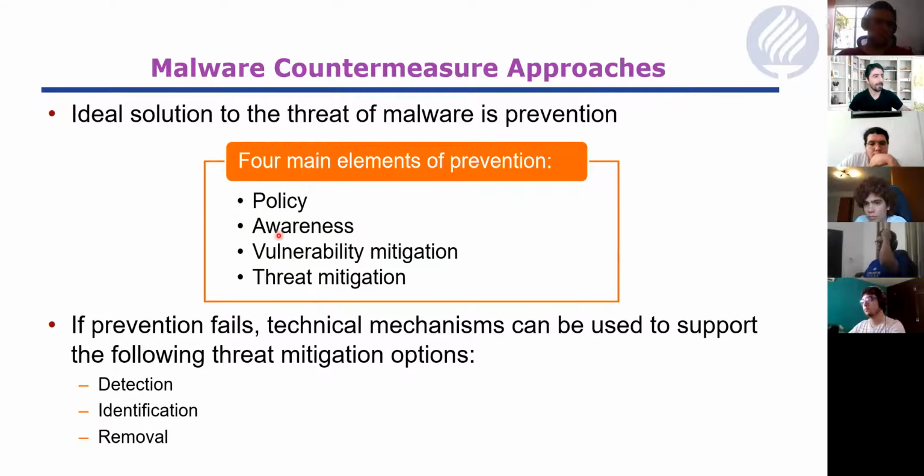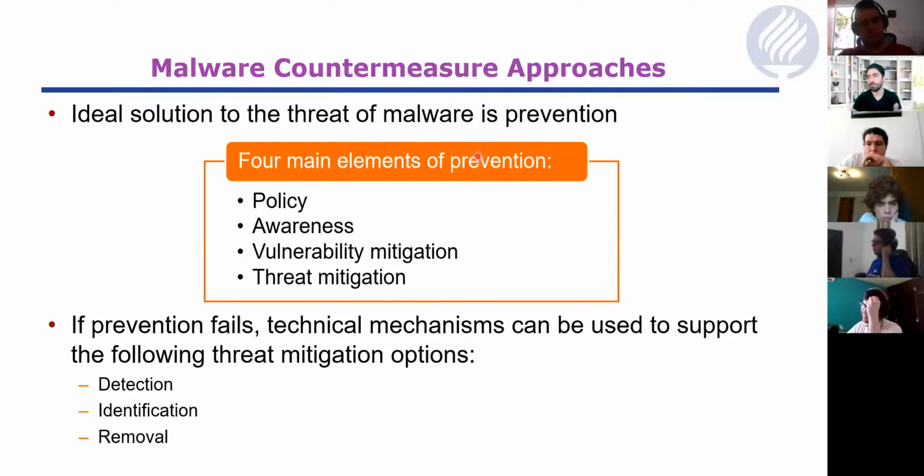Prevention has some elements. It's important to have a security policy that we are following. User awareness is important in order to make sure that we are protected. Vulnerability mitigation is important: if there are known vulnerabilities in the system, it's good that we mitigate those vulnerabilities. Threat mitigation is also part of prevention.